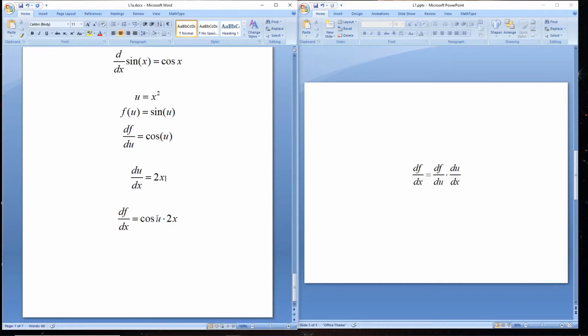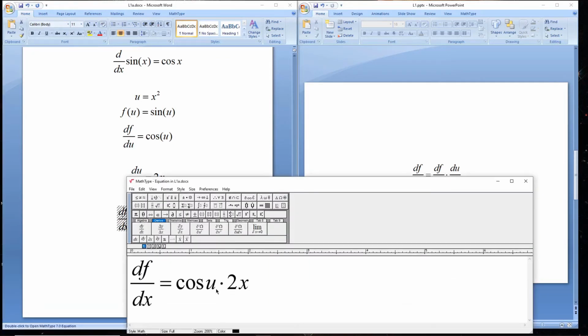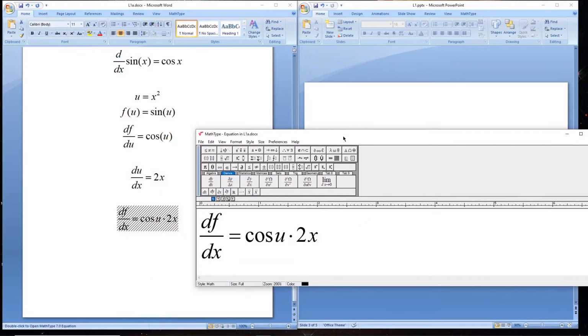Now, the only problem with this expression is the u. We don't want the u in the long run. The u is just a helpful tool, and now we will get rid of this tool because we know u is x squared.